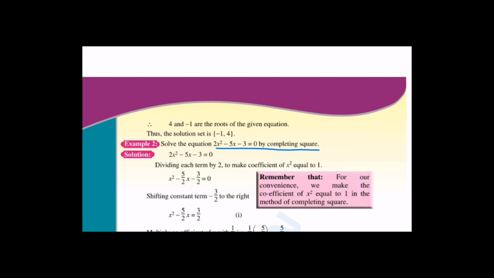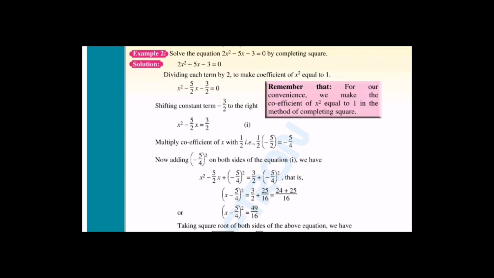In the second step, we have to make the coefficient of x square 1. So divide both sides by 2. We get the form x square minus 5 by 2x minus 3 by 2 is equal to 0. Now the constant term here is minus 3 by 2, so shift minus 3 by 2 from the left hand side to the right hand side. So the equation becomes x square minus 5 by 2x is equal to 3 by 2.